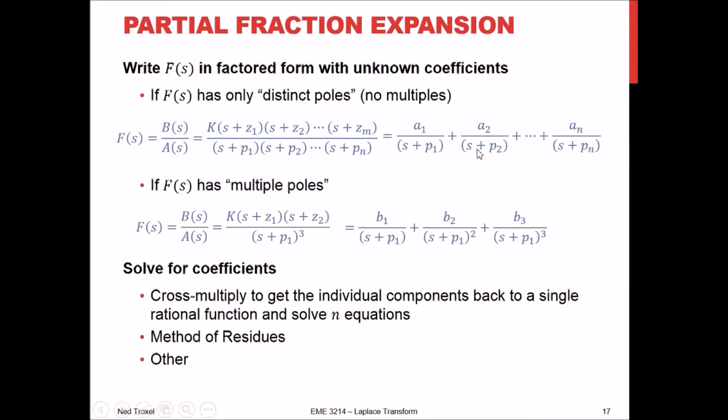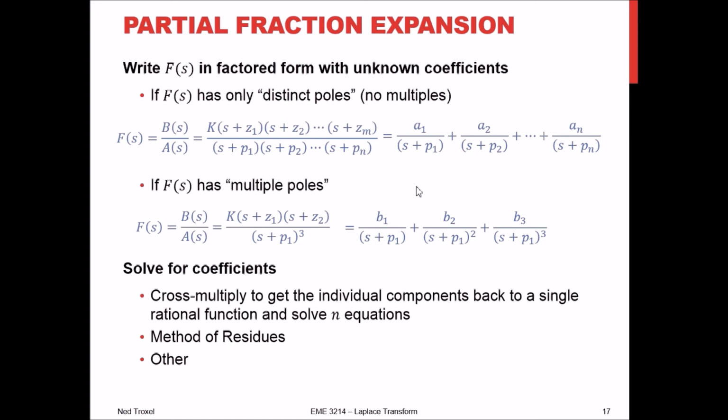So p1 is different from p2, p2 is different from all of the other ones, and pn is different from all the previous ones. If you have multiple poles, in other words, p1 is the same, okay, we have to do it like this, okay? We still need three terms, and we get them by having an s plus p1 squared and an s plus p1 cubed on the bottom. Okay, so this is the first step. We need to break this up into different parts, okay, different terms.